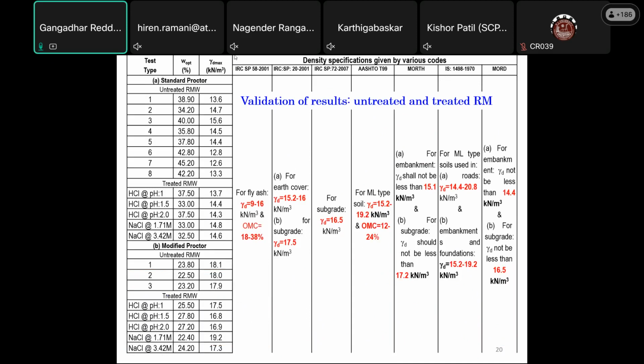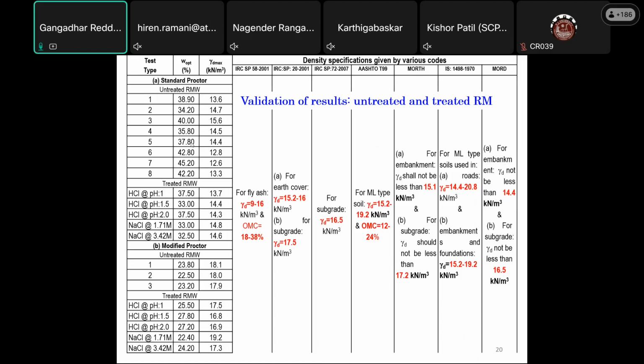You can see that IS SP 58 says that red mud, like most fly ash, has dry density in the range of 9 to 16. Obviously, red mud is also falling in this range, as you can see from all the gamma d values, so we can use this material for some applications as well. OMC is also in the range of 18 to 38. But in the case of red mud, the OMC values are very high when opting for standard Proctor, which doesn't give you high strength.